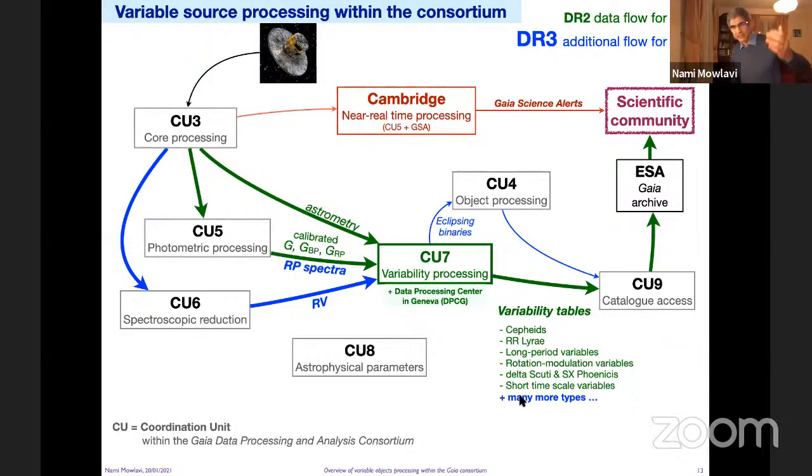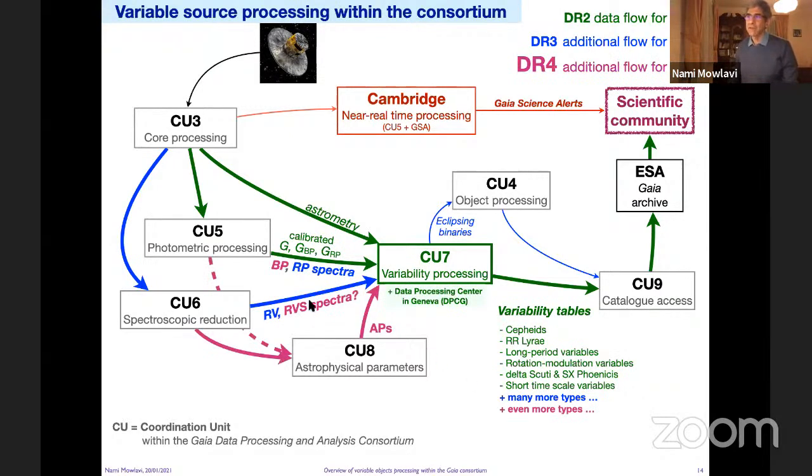And if I have to see much further away for DR4, then we can use the full set of data, which includes the radial velocity spectrometer spectra, probably, but at least the BP spectra as well, and the astrophysical parameters that come from CU8.